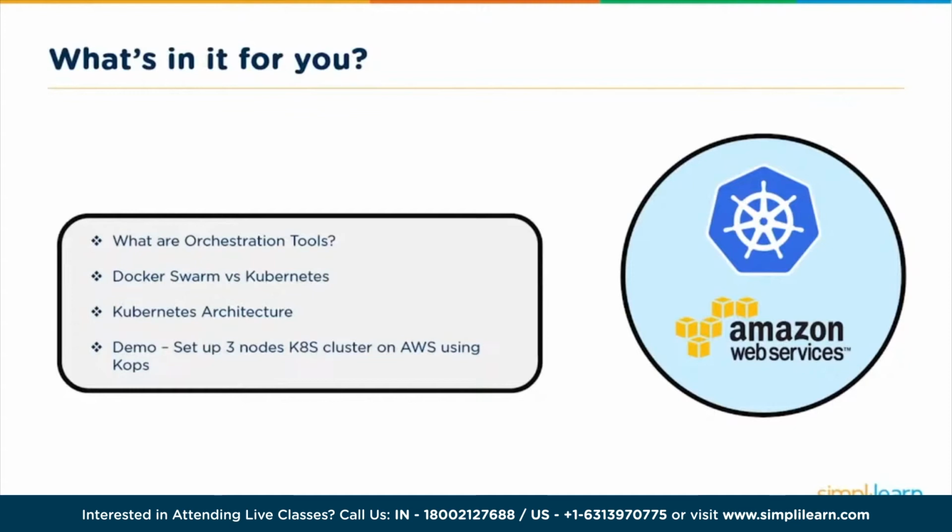I will use something called kops, which is one of the admin tools for setting up production grade Kubernetes clusters. So I will use this to set up a 3-node cluster on AWS. All right, now that we set the context right, let me get started.